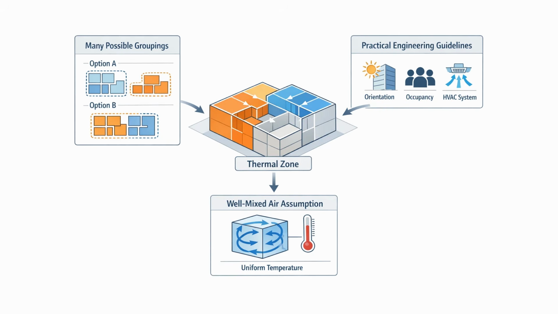When a building model contains many spaces, there are often several possible ways to group those spaces into thermal zones. There is no single correct method, but engineers usually rely on a set of practical guidelines to create zones that behave realistically in the simulation. These guidelines help ensure that the assumptions used by the simulation engine, especially the assumption of well-mixed air, remain reasonable.